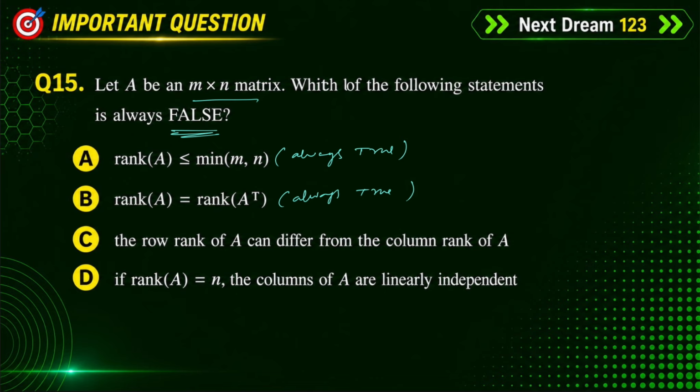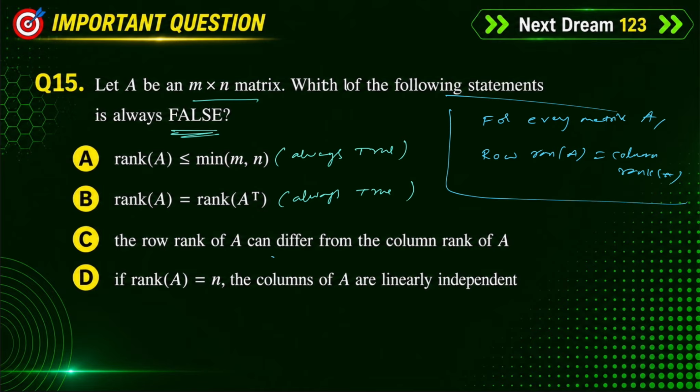And come to option C, the row rank of A can differ from the column rank of A. No, we know that for every matrix A, the row rank of A is always equal to the column rank. This is a standard result, but they have given differ. This is not true. This statement is false.